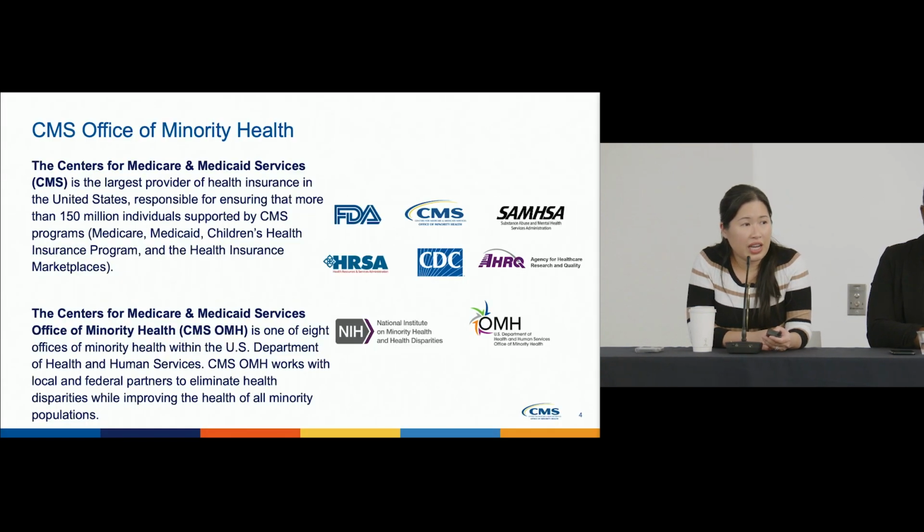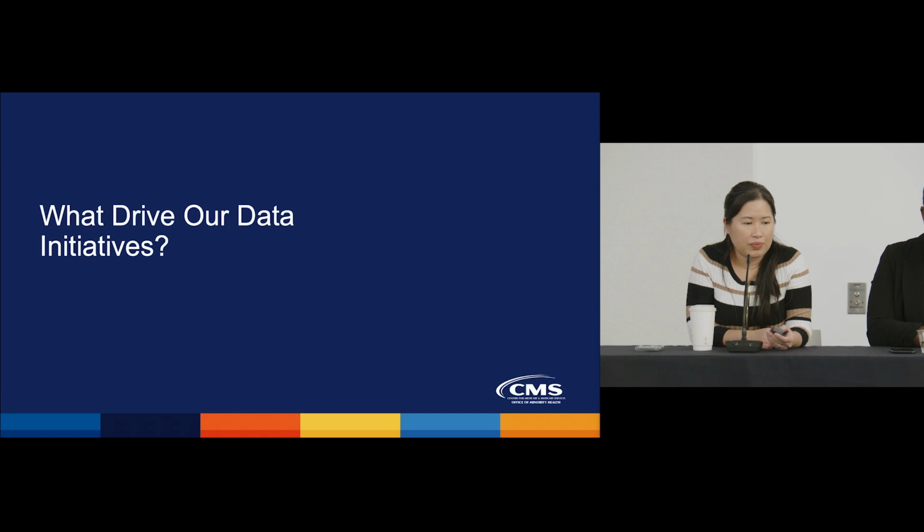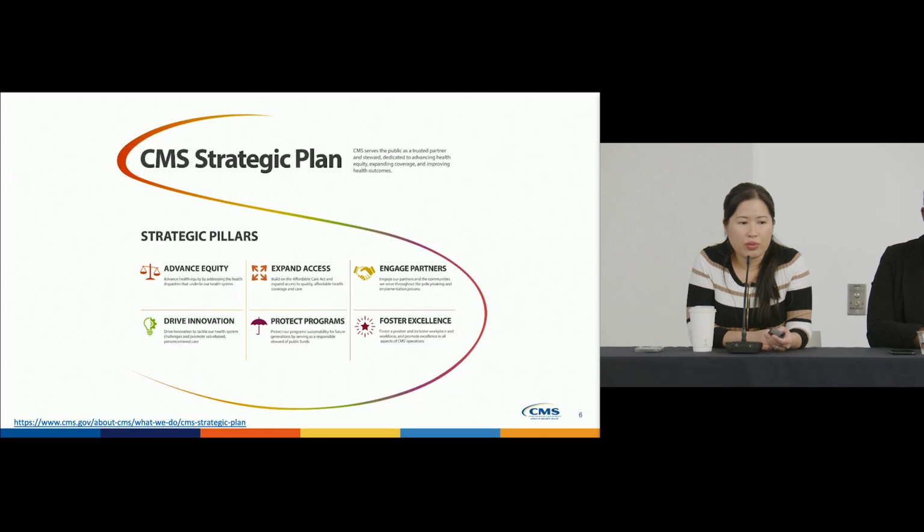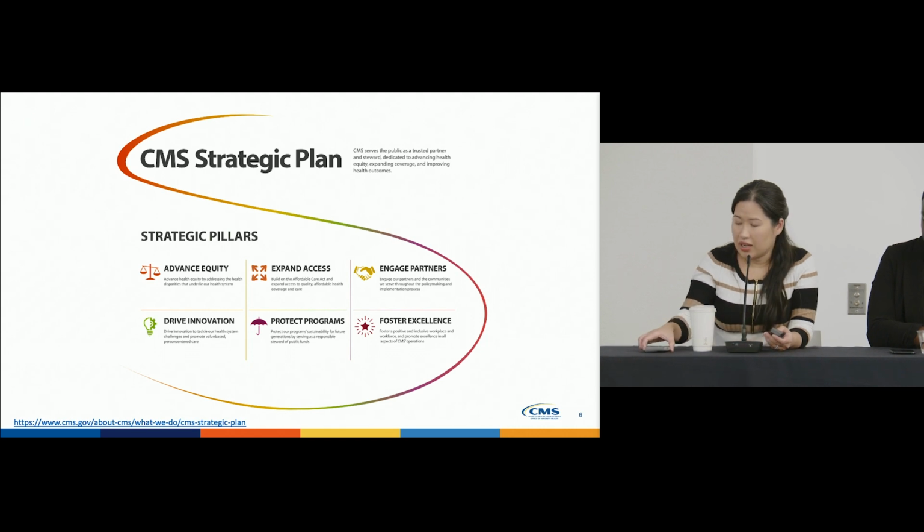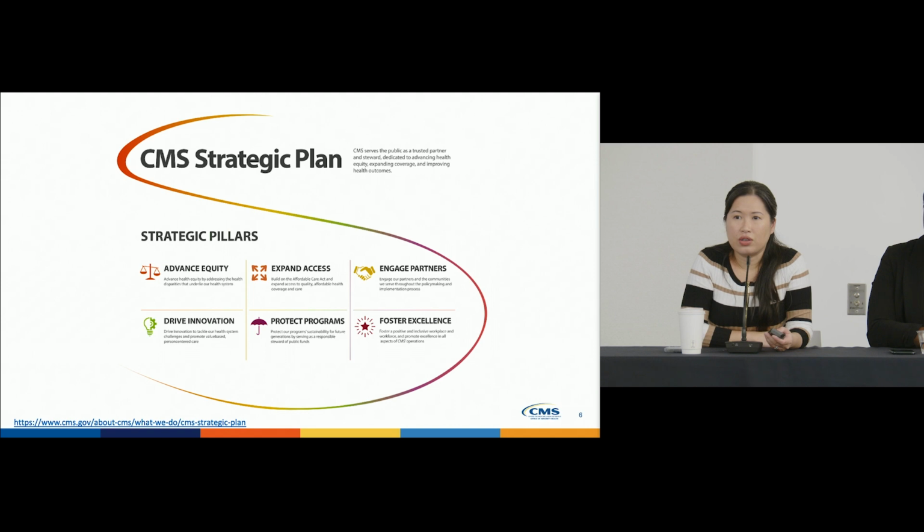And for those of you who are not familiar with our office, we are one of the 8 offices of minority health within the Department of Health and Human Services. So all of the work we do revolves around our CMS strategic plan. And the first pillar there, as you can see, is advancing equity. And so there have been a lot of activities revolving around that pillar within the last couple of years.